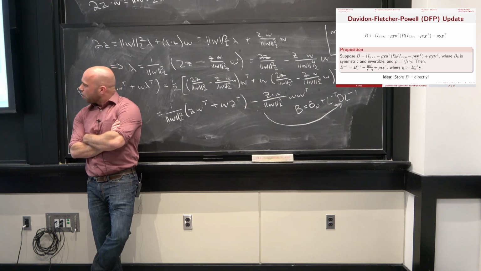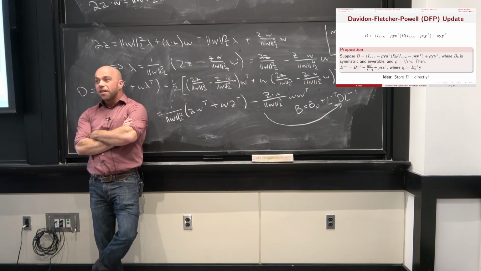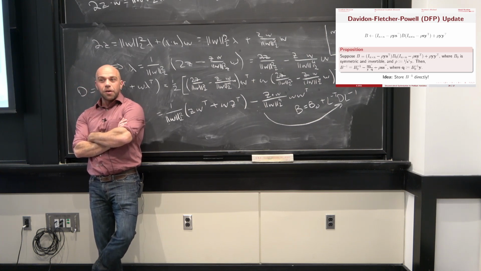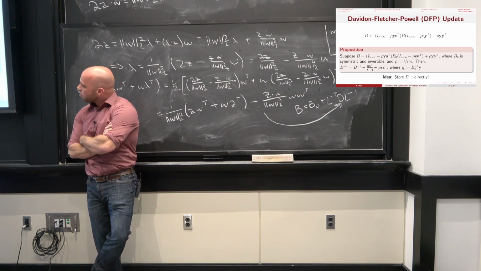It turns out DFP works kind of well, and it does indeed avoid inverting matrices if you use this update here, right? Notice this is now quadratic time.